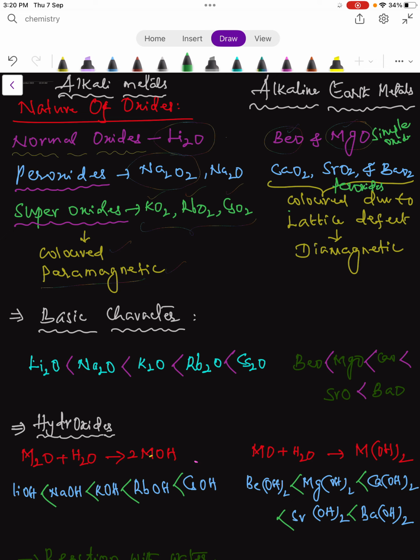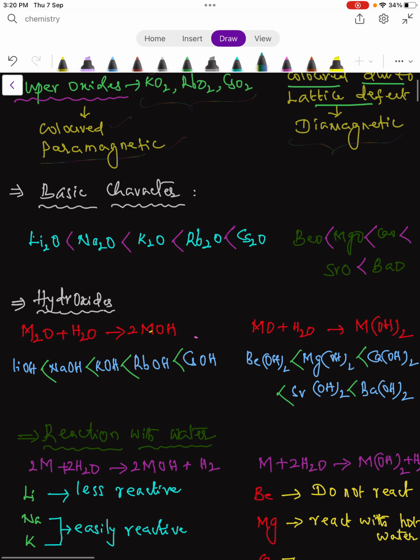And these peroxides are colored due to lattice defects. At the same time, these compounds are diamagnetic in nature. Superoxides are paramagnetic, whereas peroxides of alkaline earth metals are diamagnetic in nature. Next, basic character, let us see. Generally the basic character of the oxides of 1A group elements and 2A group elements both increases from top to bottom. Means lithium to cesium in 1A group, beryllium to barium in 2A group, basic character increases.